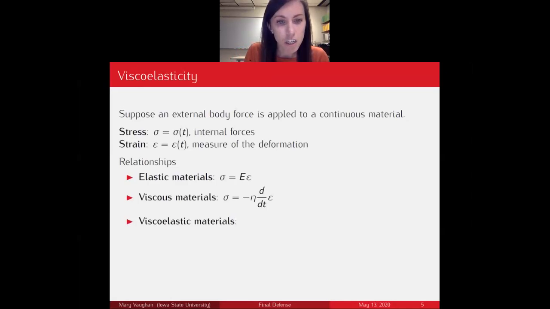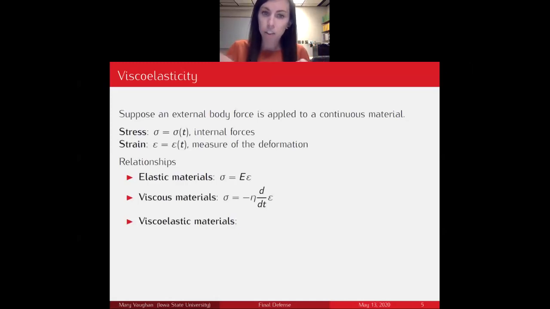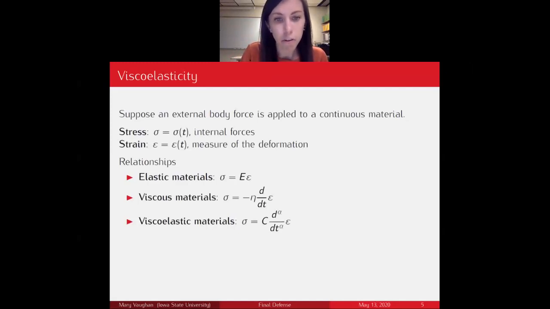Now, there are other materials, such as viscoelastic materials, that exhibit behaviors of both viscous and elastic materials. An example is a rubber band. We've all experienced that when you stretch a rubber band for a long time, it doesn't necessarily go back to its original position. So it has this elastic behavior, but it's not purely elastic. It has these relaxing forces. And it's been observed by engineers that for certain viscoelastic materials, stress is proportional to the fractional time derivative of strain.